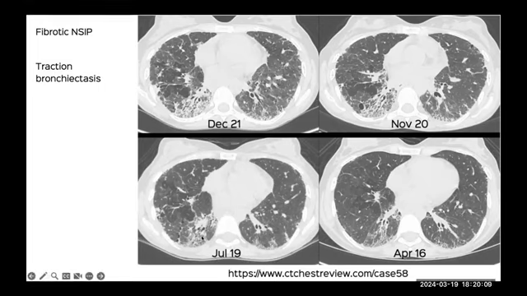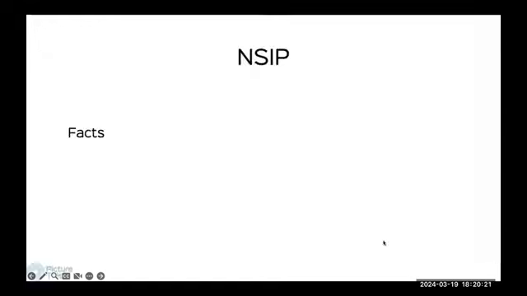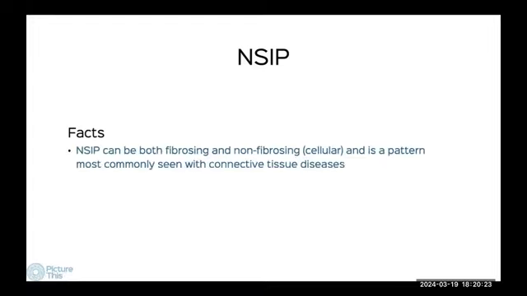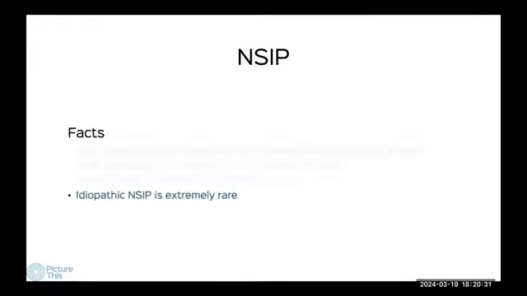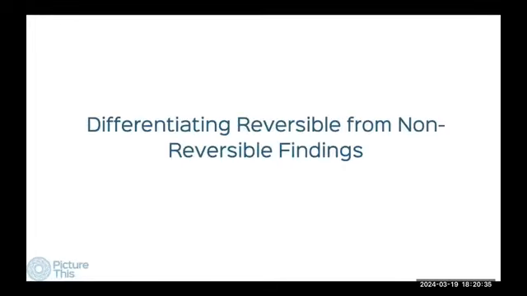But otherwise, if we see traction bronchiectasis, then we know for a fact that this patient has progressive disease from 16 to 21. And you can see that this was fibrotic NSIP to begin with and has kept progressing. So NSIP can be both fibrosing and non-fibrosing. Often it's a mixed pattern. It may precede full-blown connective tissue disease by a few years, and idiopathic NSIP is extremely rare.